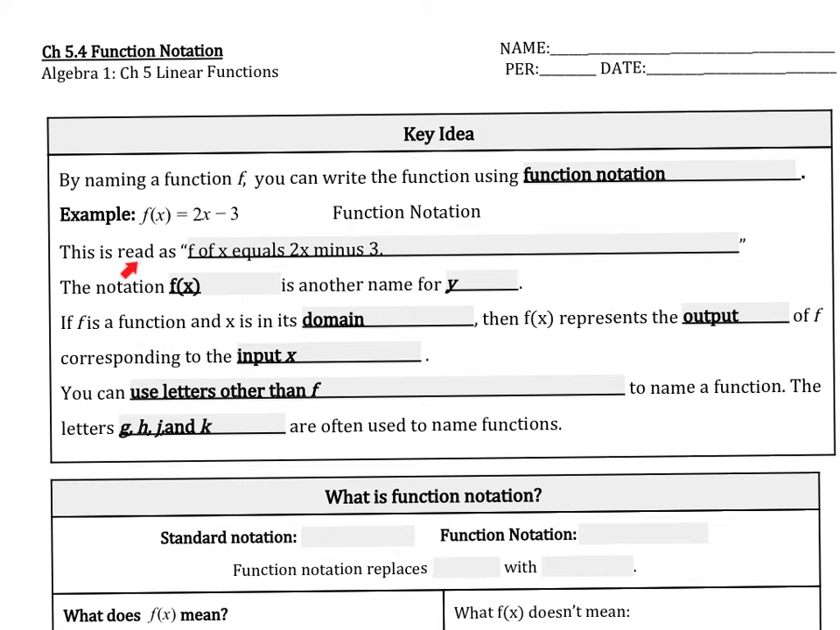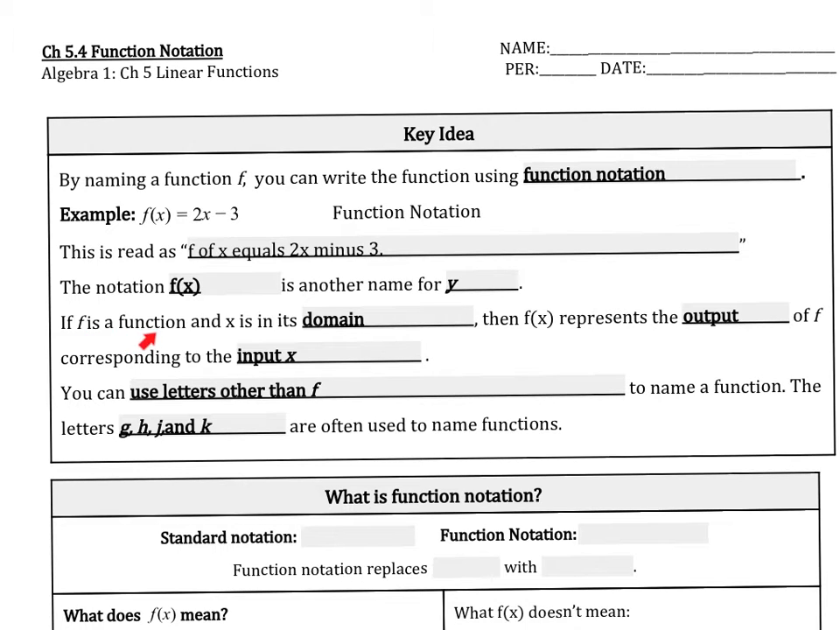This is read as "f of x equals 2x minus 3." This is called f of x. It's not a multiplication, so you cannot read that as f times x. The notation f(x) is another name for y. For example, y = 2x - 3 is treated as standard form, and f(x) = 2x - 3 is function notation.